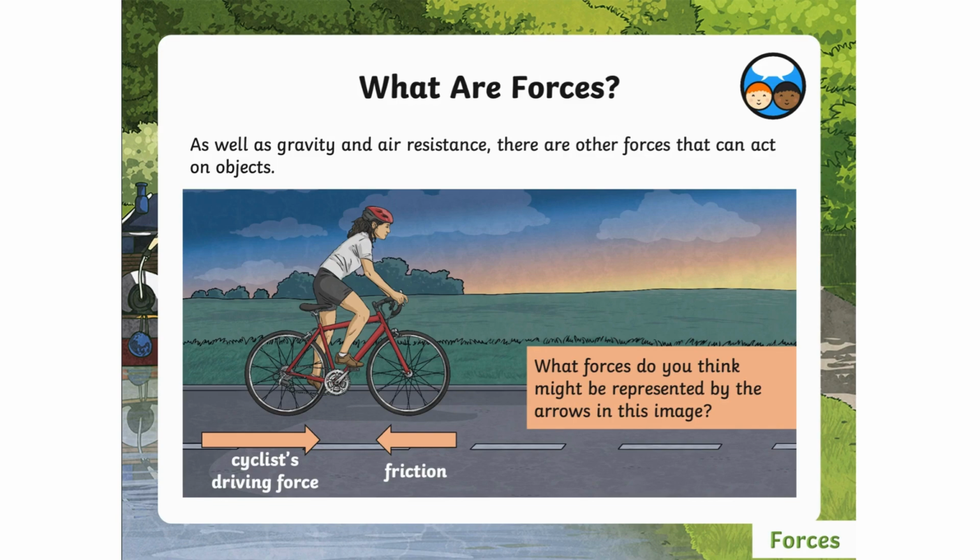So the cyclist's driving force, and you have friction. You must have seen there are small curves on the road that are made. Those are nothing but friction. Why do you have friction? Any idea?